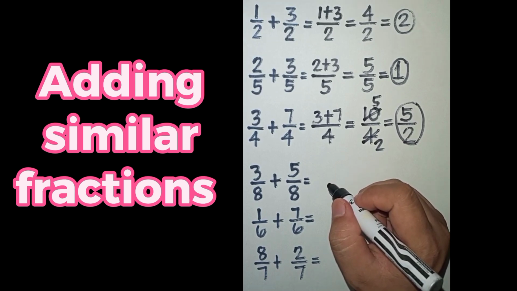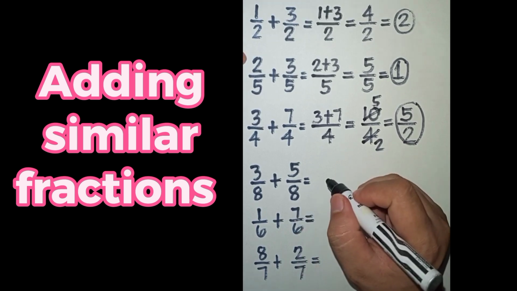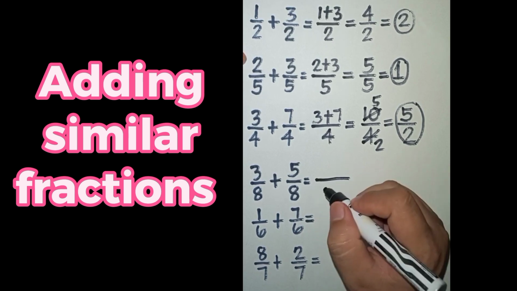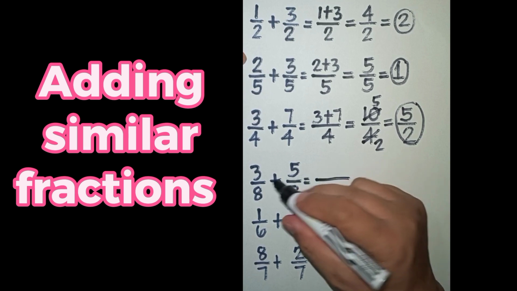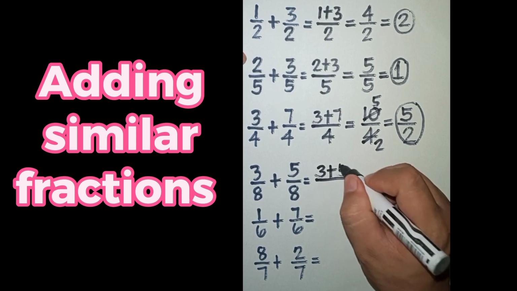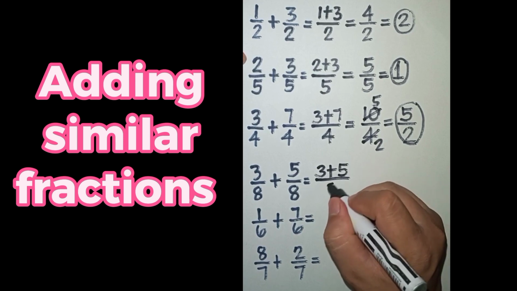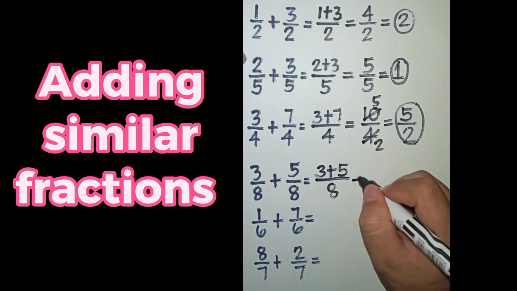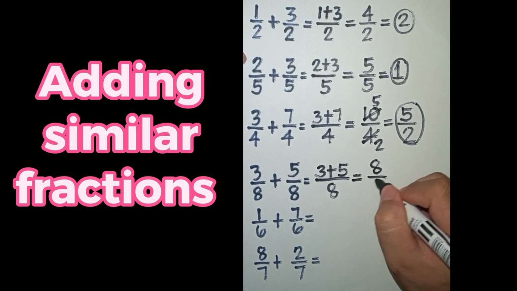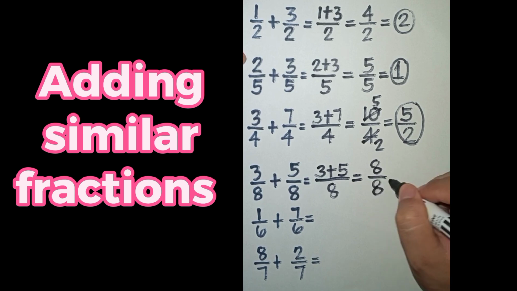Then for number 4, we have 3 eighths plus 5 eighths. So again, we have to add only their numerators. 3 plus 5, copy the common denominator 8. That is equal to 8 over 8, and that is equal to 1. So 3 eighths plus 5 eighths is equal to 1.